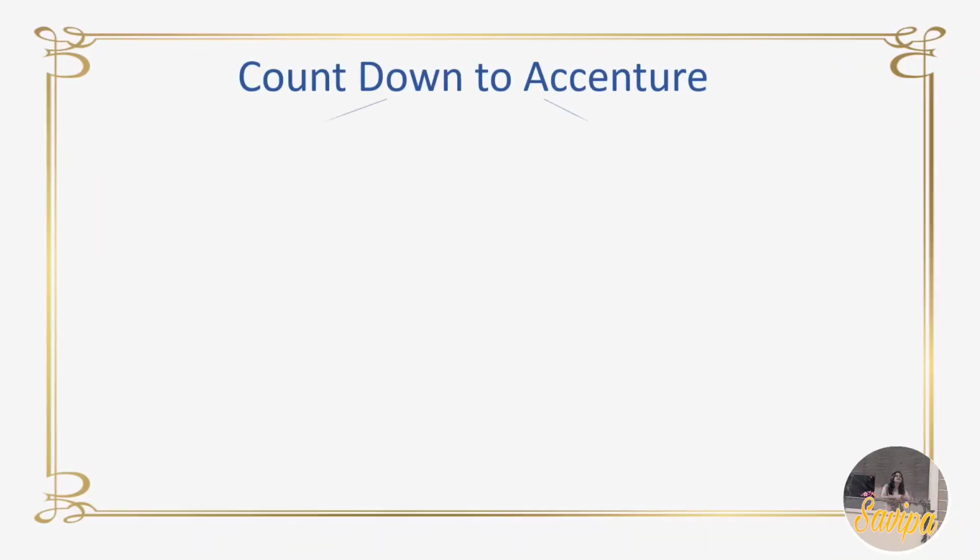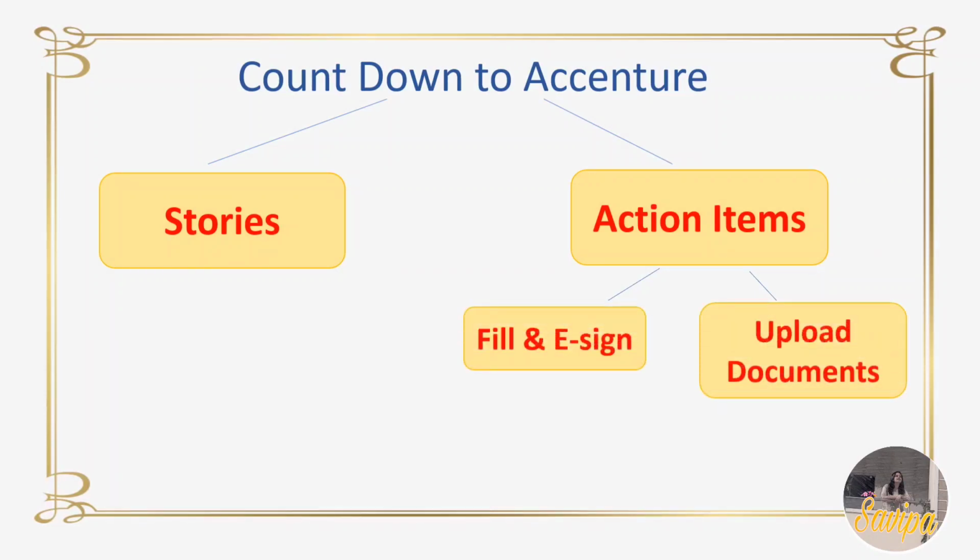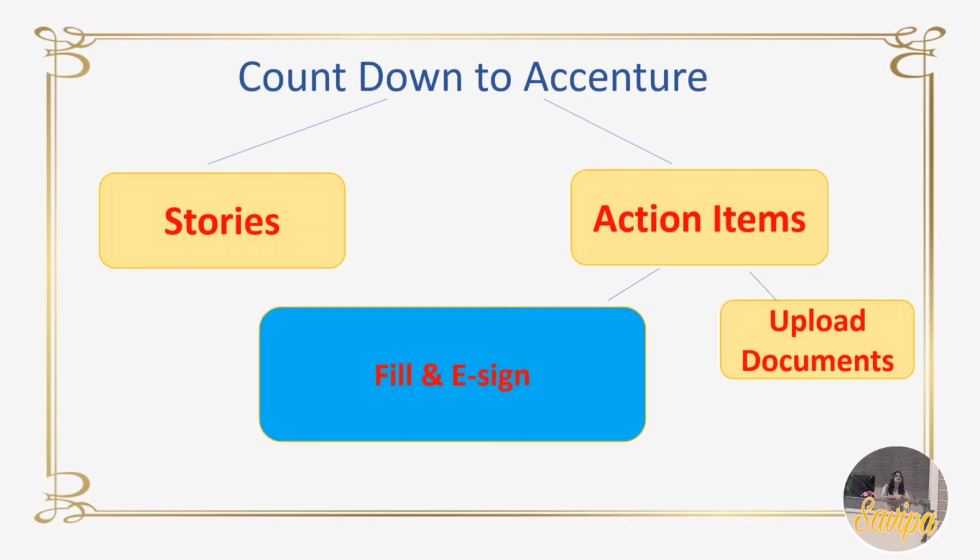Inside Countdown to Accenture, we have two sections: stories and action items. Stories are all about reading purpose, and action items are to be filled. Inside action items, again we have the fill and e-sign section and also upload documents. So let us get deep into each section. The first one is fill and e-sign.